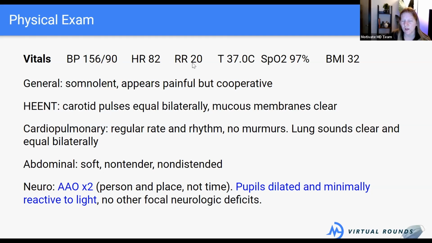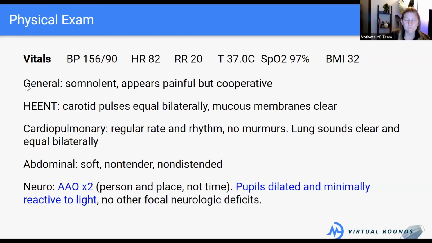Like this is kind of borderline high. It's not like, oh my gosh, he's in respiratory distress, like we need to do something right away. But we do see some sort of hemodynamic instability here. And then also his BMI is a little bit past the cutoff for obesity. So he's probably not in perfect health.